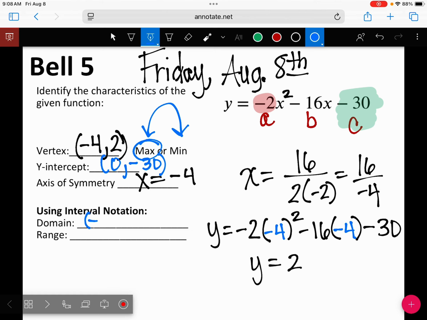All right, last thing, our domain is all real numbers. And because this is a frown, whenever it's a frown, we start with -infinity. And we're going to end at the y, which is 2. And that is it. We got 3 graphs we're going to go through pretty quickly.